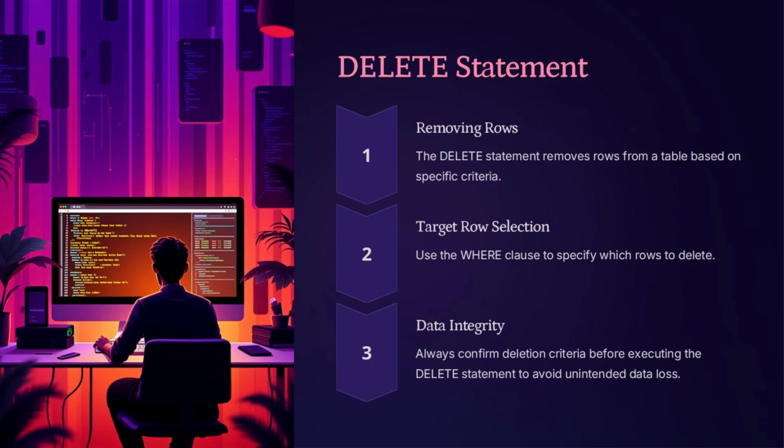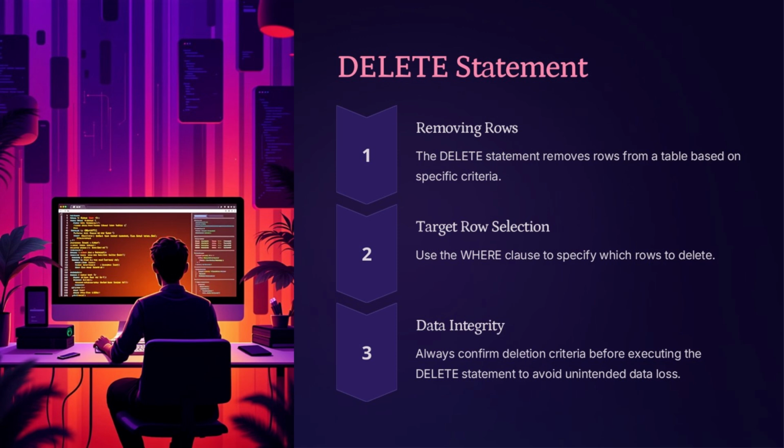The delete statement is used to remove rows from a database table. To delete rows, you specify the criteria in the where clause. This allows you to target the specific rows you want to remove. It's critical to carefully confirm the deletion criteria before executing the delete statement. Deleting the wrong rows can result in unintended data loss, which can be difficult to recover from. Always double-check your delete statement to ensure you're only removing the intended rows.